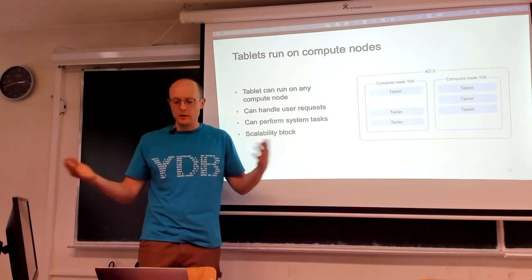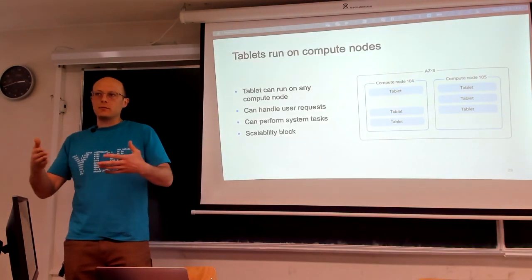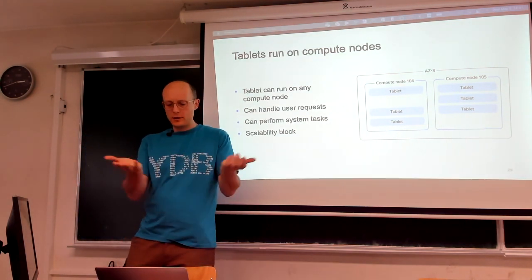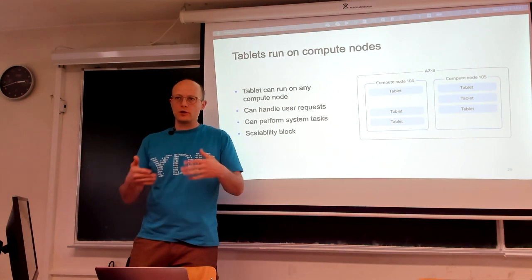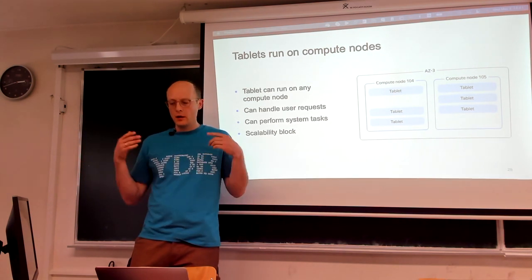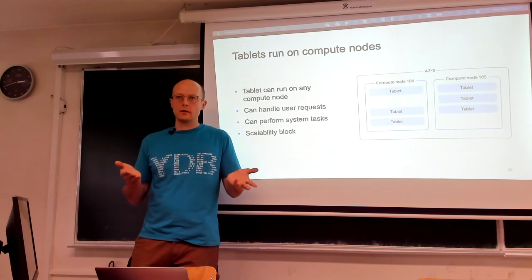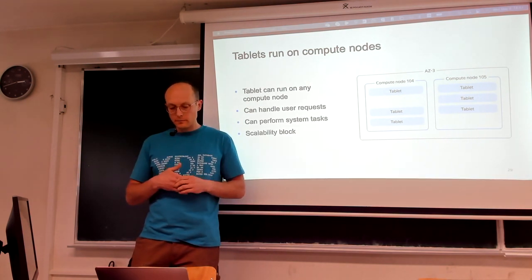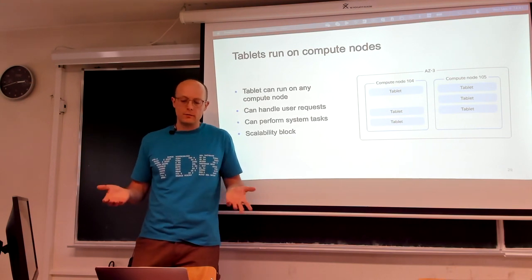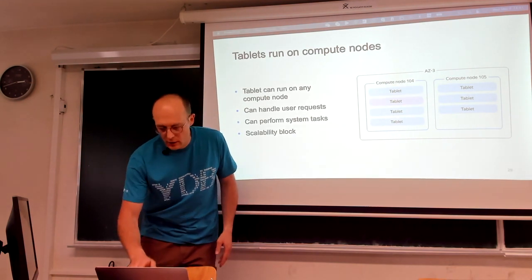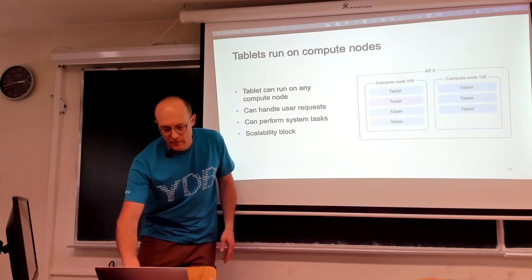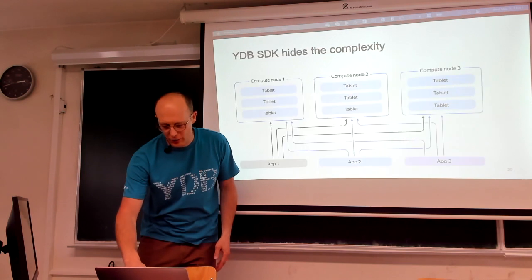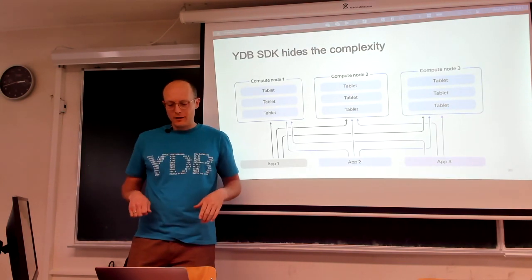It's a scalability block. We're using tablets to provide horizontal scalability because you can split, for instance, tables into partitions implemented by tablets. You can split queues, like in Apache Kafka. We have a system like this, which also uses these tablets. So it's a very useful building block, which is used in most cases. There was an animation that shows that you can run a tablet on any node. Okay.